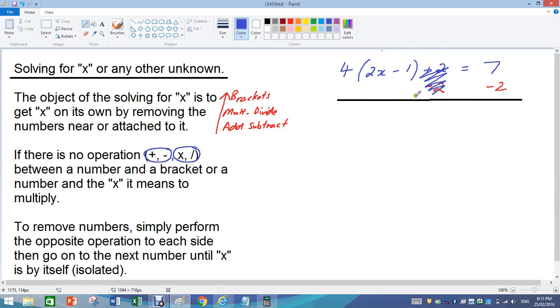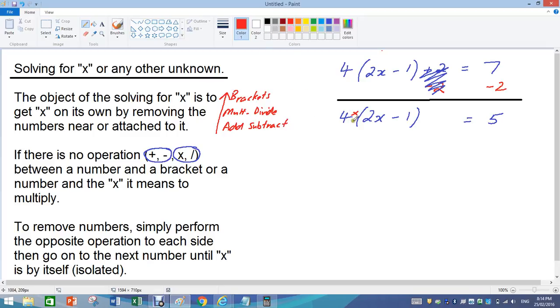On this left side now, plus 2 minus 2, that's 0. So on the left side, we've just got 4, 2x minus 1 equals, the right side is 7 minus 2, which is 5. The next thing to do, we deal with any multiplication division before we look at the brackets. So we won't be looking in the brackets yet, we need to deal with this 4. As it says here, if there's no operation between a number and a bracket, or a number and the x, it means multiply. So that would be multiply there.